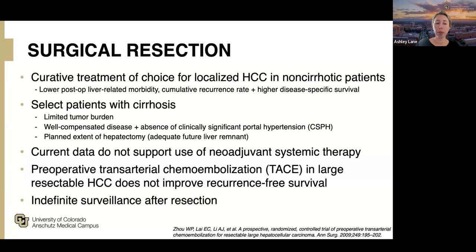So we do sometimes think about surgical resection in very select patients with cirrhosis. So they need to have limited tumor burden, their liver disease is well compensated, and they don't have clinically significant portal hypertension. We know that outcomes are worse, so patients can develop decompensated liver disease and liver failure if they have clinically significant portal hypertension.